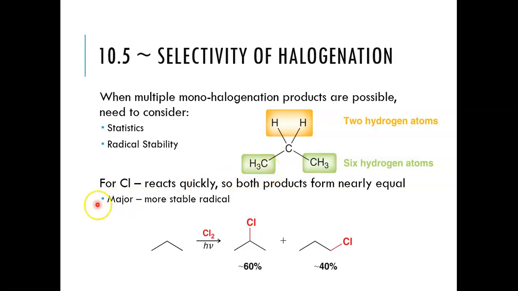So when we react chlorine, because it reacts so quickly, we are definitely going to get both products, and they're going to be nearly equal. So this is a 60-40 split. And our major product, the one with the higher percentage, will be the one that came from the more stable radical, so the secondary radical.